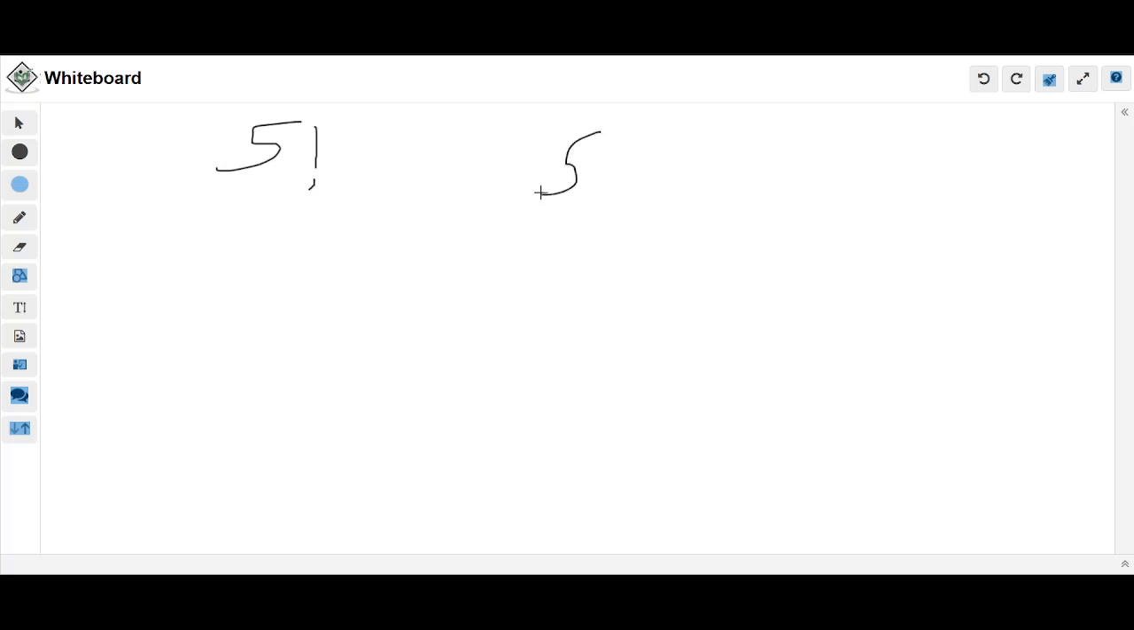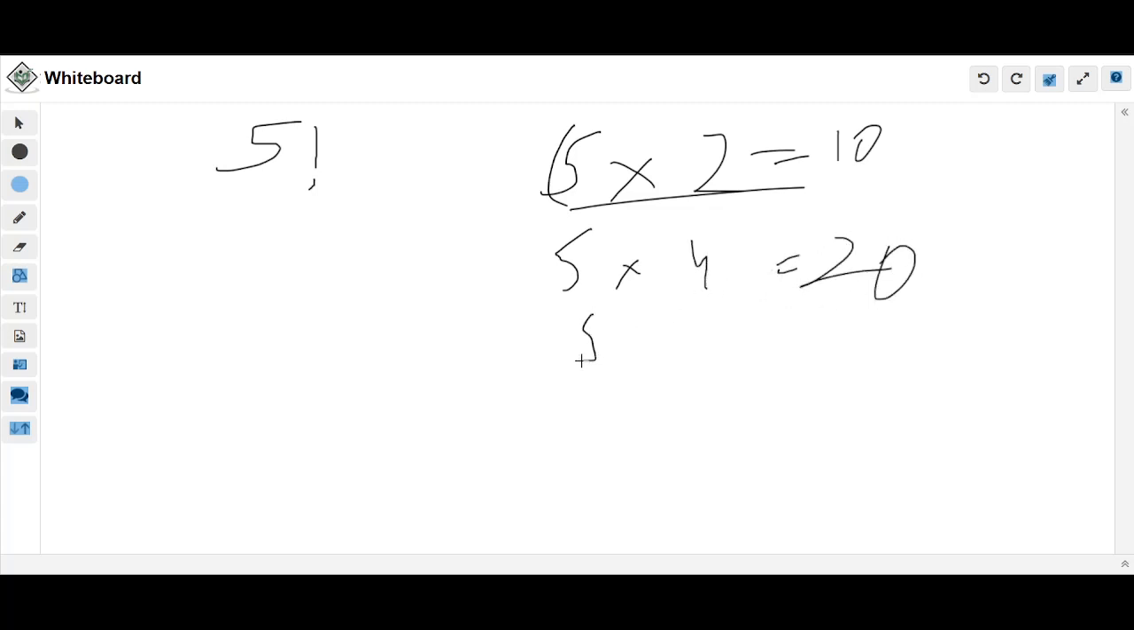A 0 is generated by using 5 cross 2, 5 twos are 10, right? And if you could have 5 into 4, you could generate another 20. If you could have 5 into 20, you could generate 100, right? So the crux point, the basic point is that it should have a 5, right?